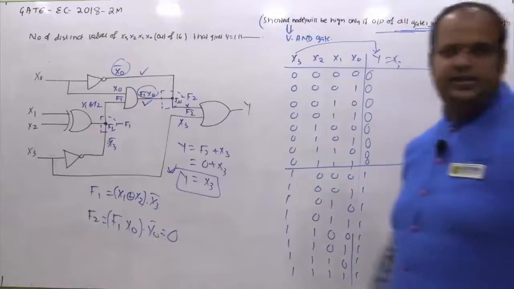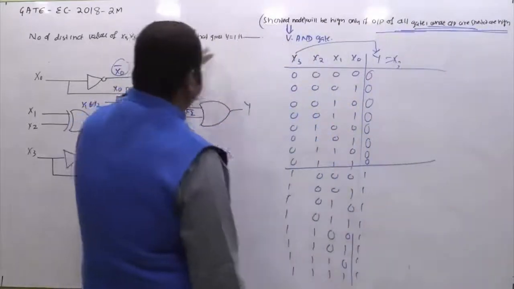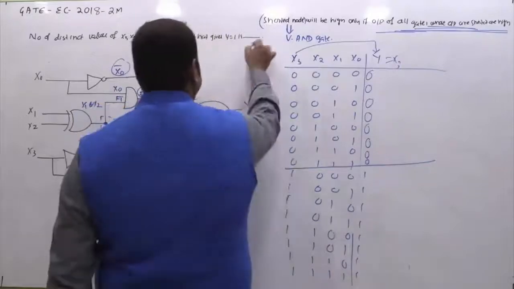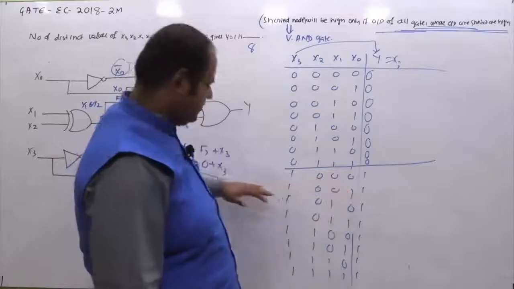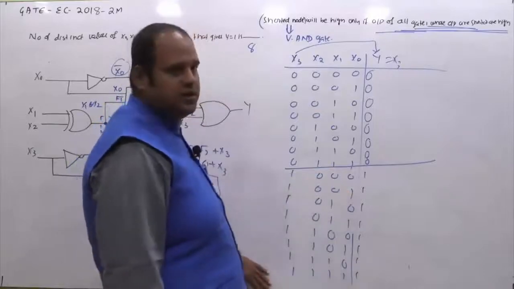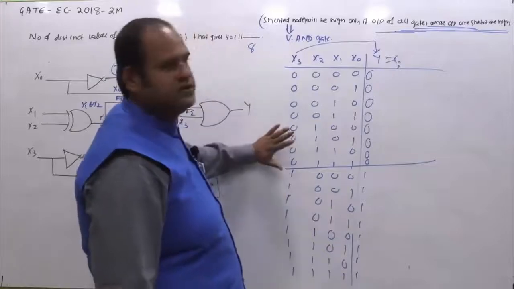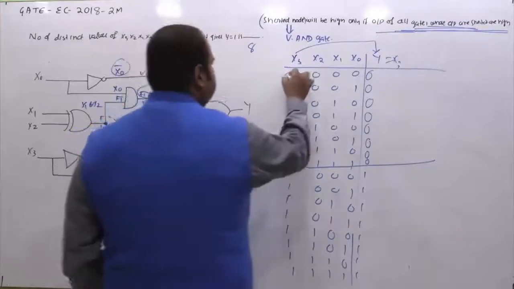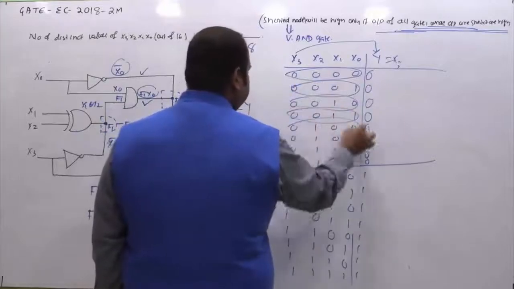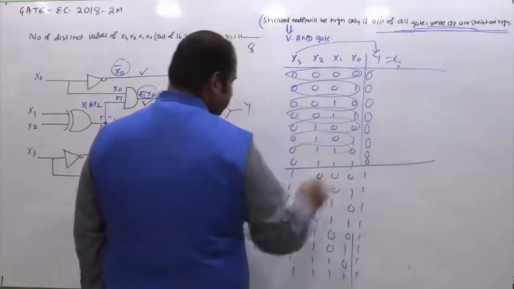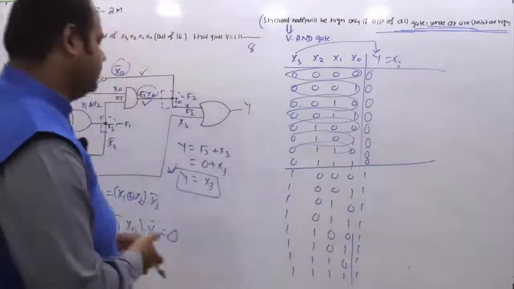So the question is, the number of distinct values of X3, X2, X1, X0 that give Y equal to 1 is, what will be this answer? This will be 8. Because for the bottom 8 rows, for these combinations, your output will be 1. For the top 8 rows, output will be 0. So when X3, X2, X1, X0 take such combinations, the output Y is 0, but when they take such combinations, the output Y is equal to 1.